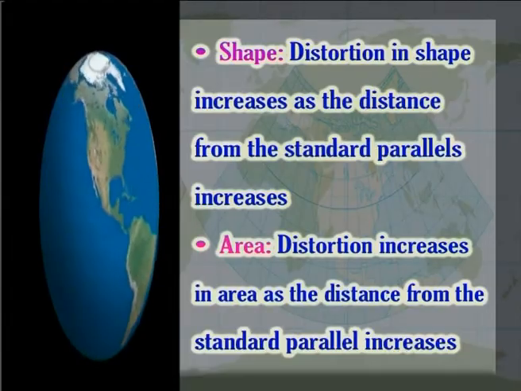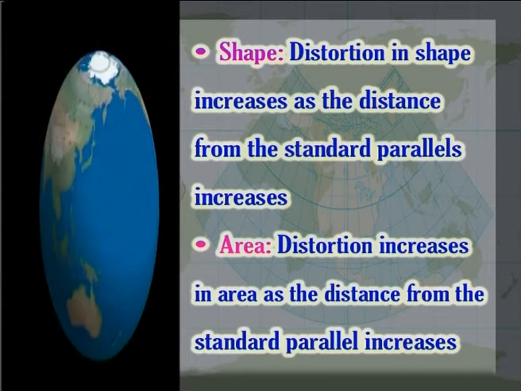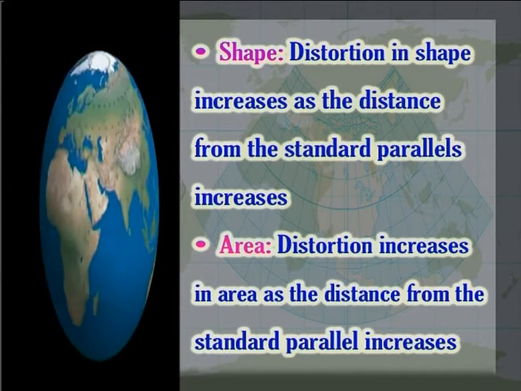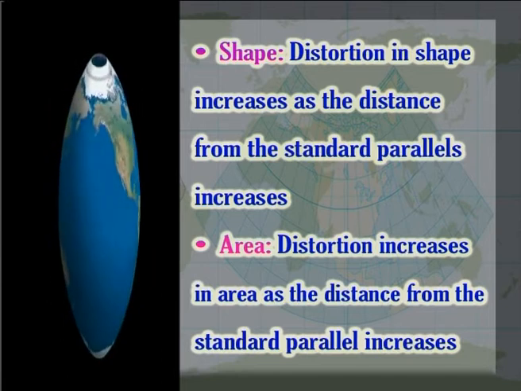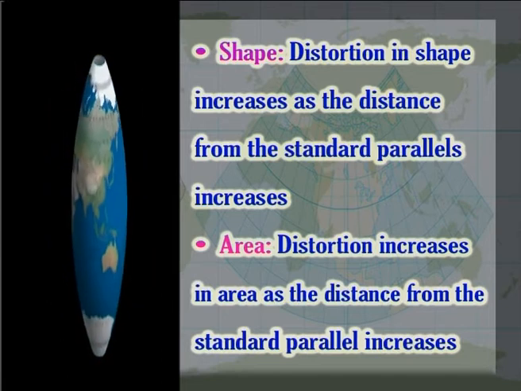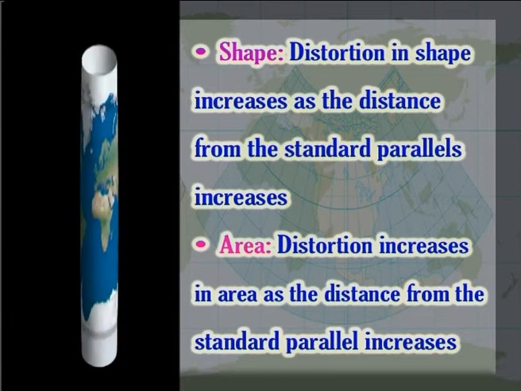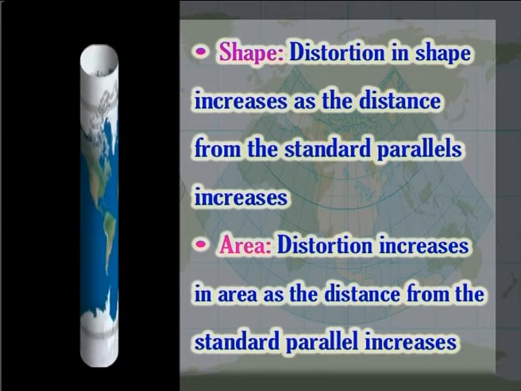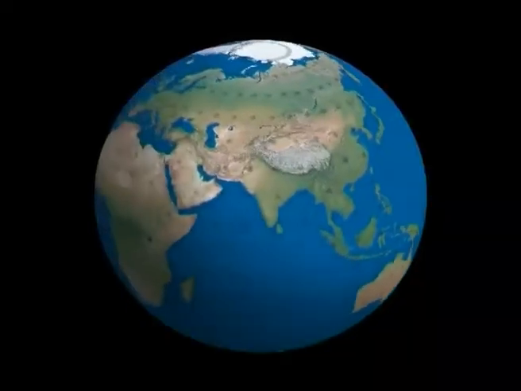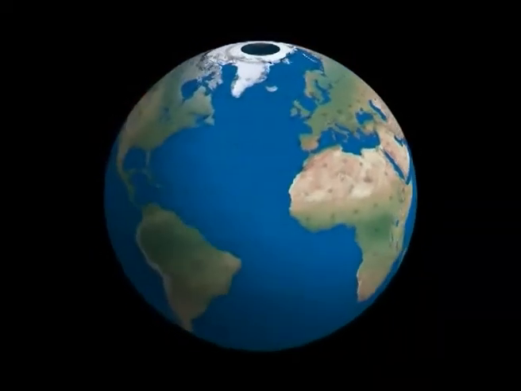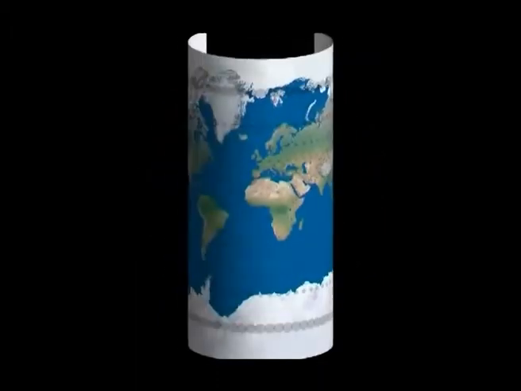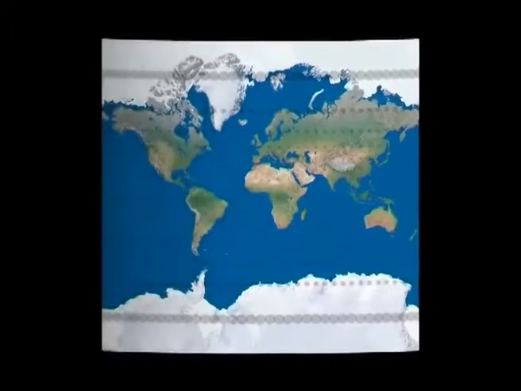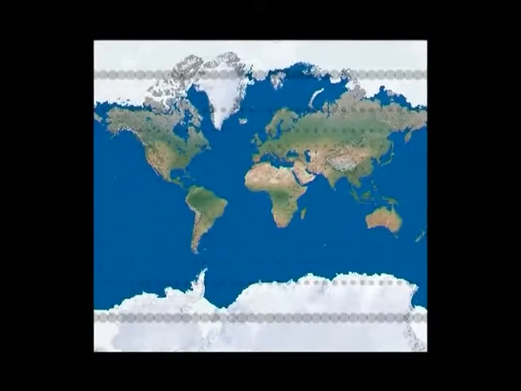The properties of equidistant projections are shape. Distortions in shape increase as the distance from the standard parallels increases. Area. Distortion increases in area as the distance from the standard parallel increases. Direction. North, south, east and west directions are accurate. General directions are distorted except locally along the standard parallels.